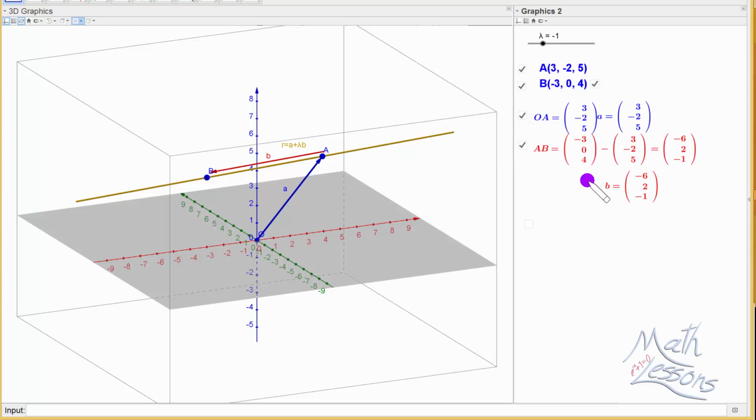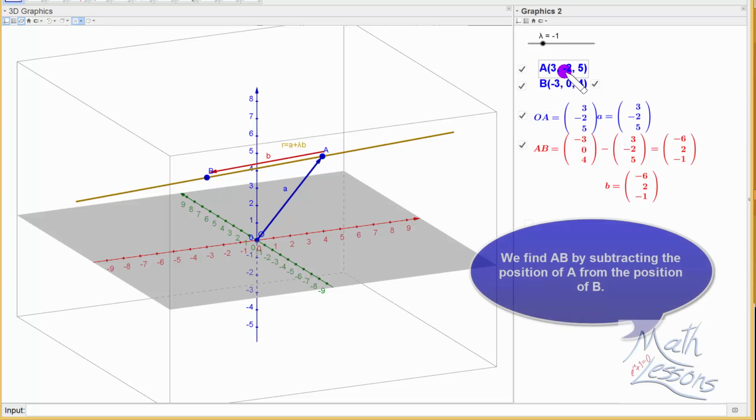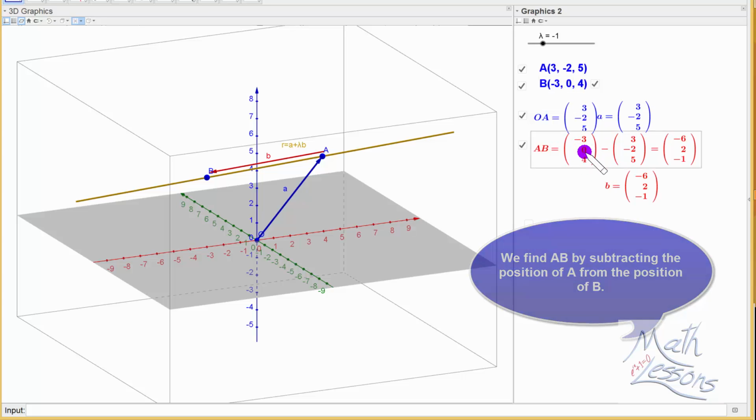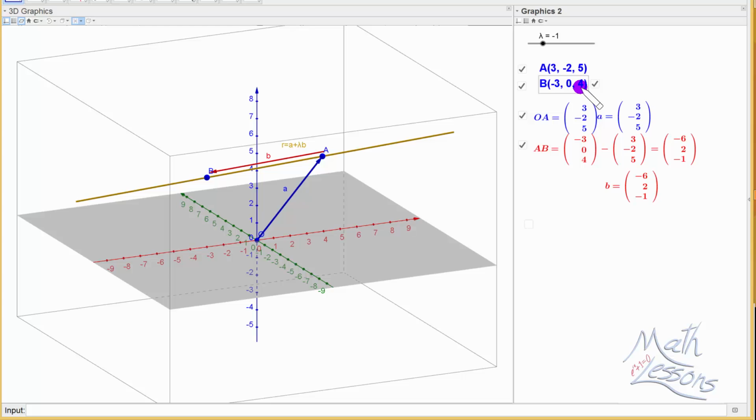So there we go. We can find AB, so I'm going to go from A to B by subtracting the position of A from the position of B. So there's the position of B, minus 3, 0, 4, corresponding to the point B. And there's the position of A, 3, minus 2, 5, corresponding to the point A. And I take that away from B to find the vector from A to B, which gives me minus 6, 2, minus 1. So I've now got A and I've got B for my vector equation.